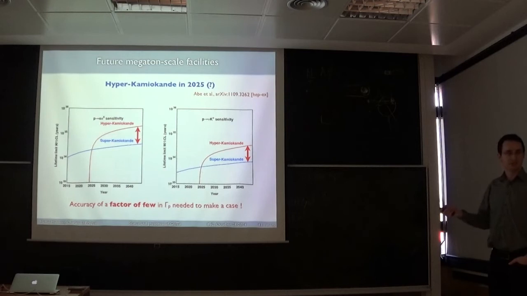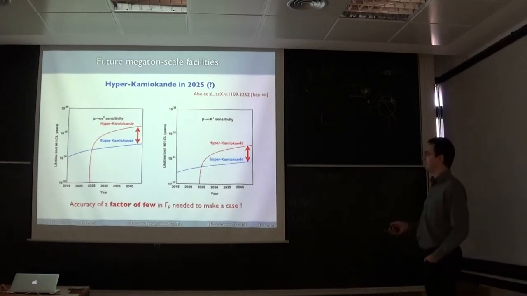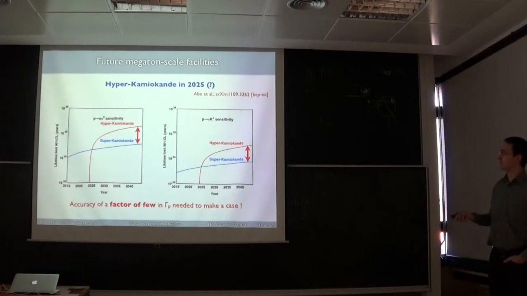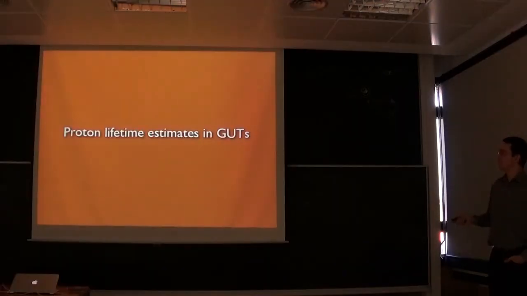Can you learn something from there? Yes, but only if your theory can fit your Gaussians within this window, so to say. That means, however, that you need a factor of a few precision in the calculation of the proton decay. This is something which was bothering me and many other people for years. So I'll be talking about this very issue.